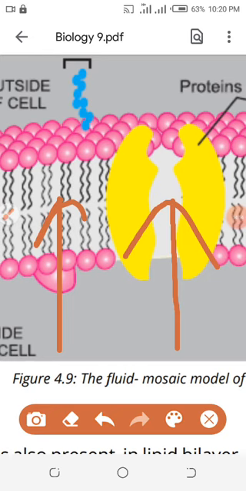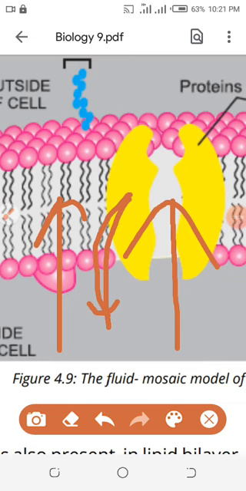Why can these polar molecules enter this way? Because protein is composed of amino acids. The bacterial cell wall is composed of peptidoglycan, where peptide means protein and glycan means carbohydrate. I told you protein is composed of amino acids: small molecules, amino acids, combine to form the protein molecule.